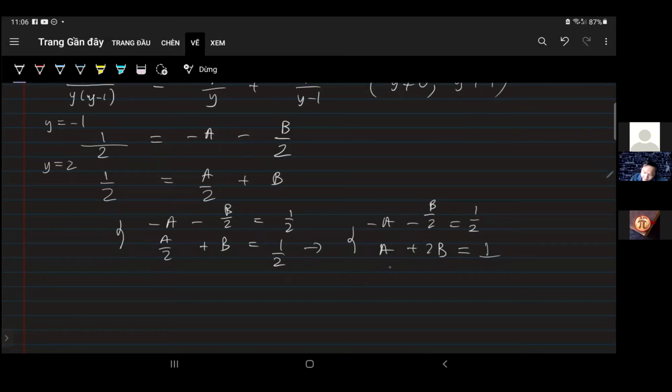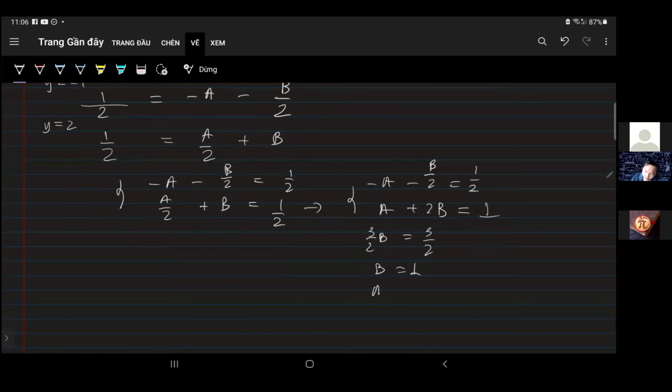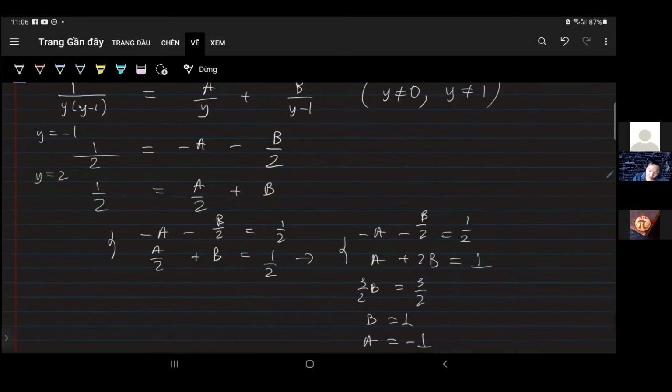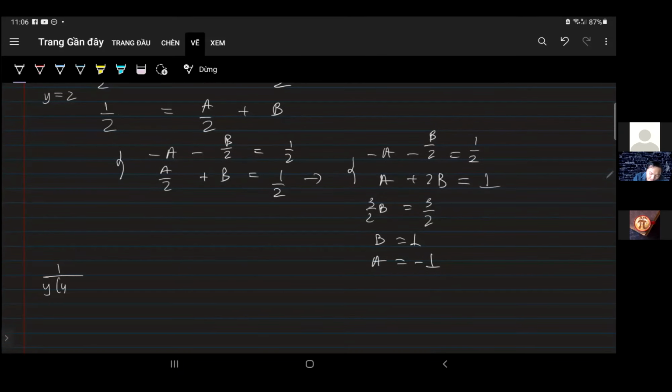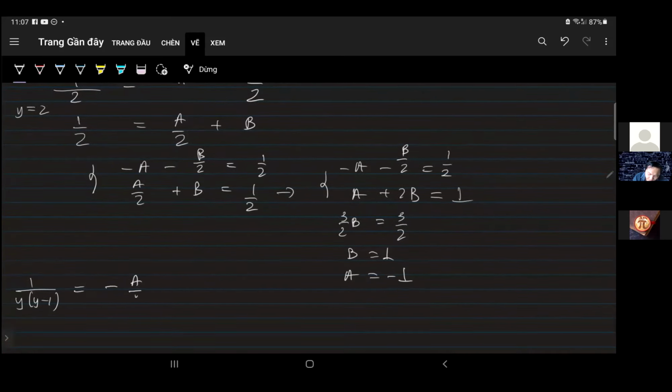I get 2b minus b, that is b over 2, is 3b over 2, right? Equal to 3 over 2, because 1 plus 1/2, so b equal to 1. Okay, b equal to 1, I plug in and I have a equal to -1, right? There you go. You have a and b. So in other words, you can write that fraction in terms of a and b. So it's going to be -1 over y plus 1 over y minus 1, right? So that's it.